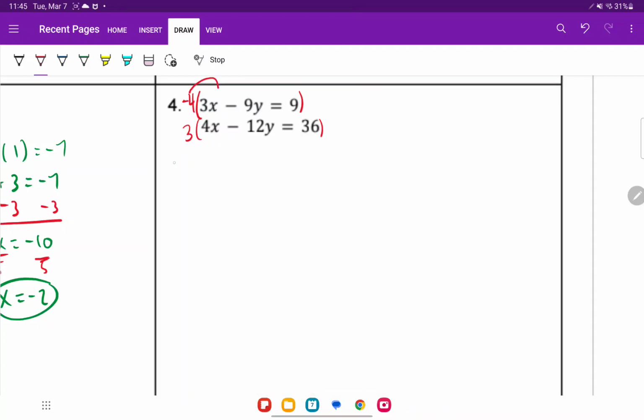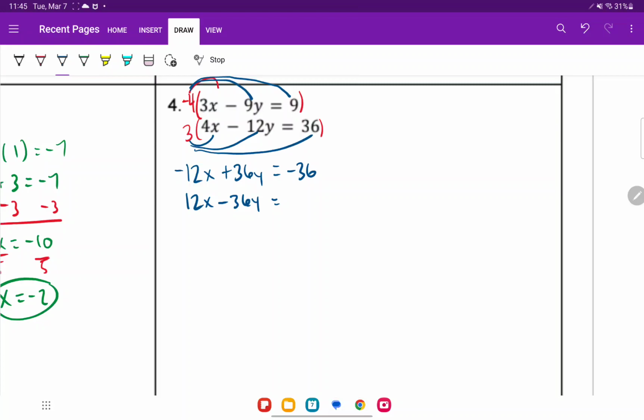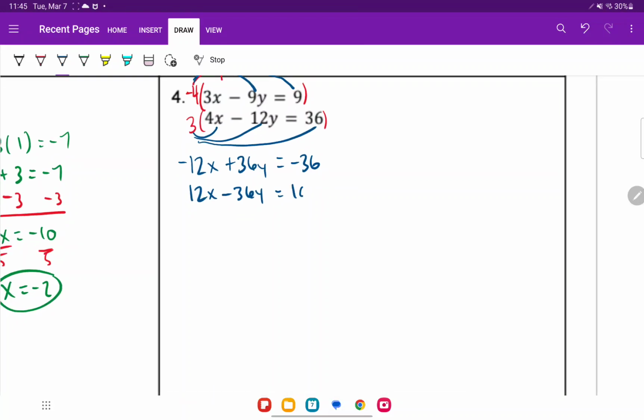4 times negative 3x is going to be negative 12x. Negative 4 times negative 9y is positive 36y. And negative 4 times 9 is negative 36. Now we'll distribute the 3. 3 times 4 is 12x. 3 times negative 12 is negative 36y. And 3 times 36 is going to be 108.